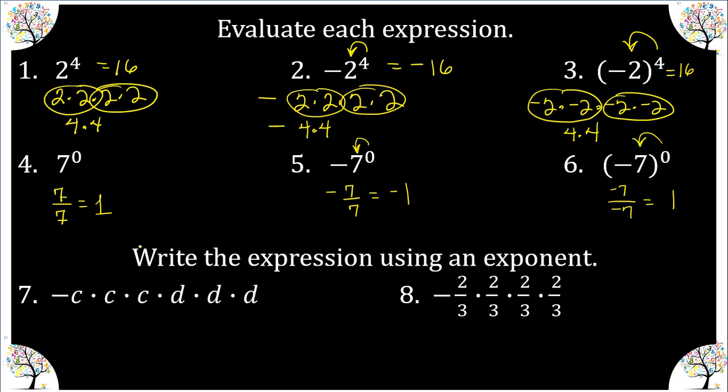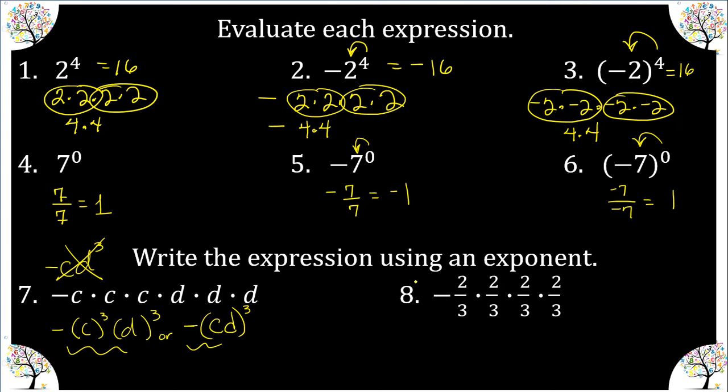7 and 8, we are asked to write the expressions using an exponent. So number 7, there are two different ways we can write this. We have negative c to the 3rd times d to the 3rd. The negative is not included, or we have 3 c's and 3 d's being multiplied, so we can put those together and raise it to the power of 3 with our negative out front. So either one of these is correct. What is not correct is negative c times d to the 3rd. This is only showing one c being multiplied, and we have 3.